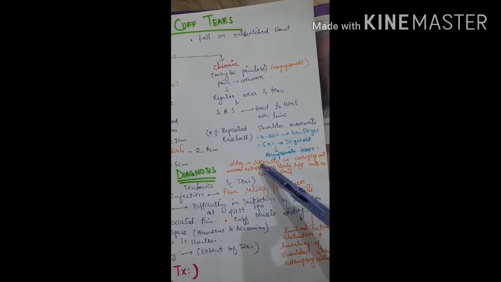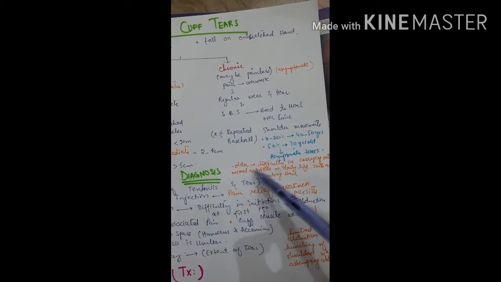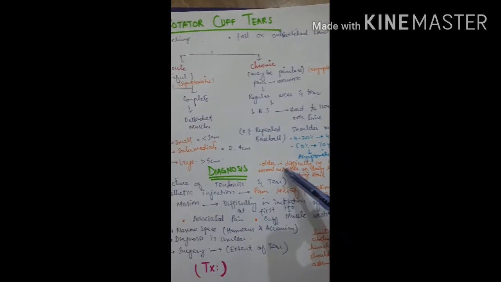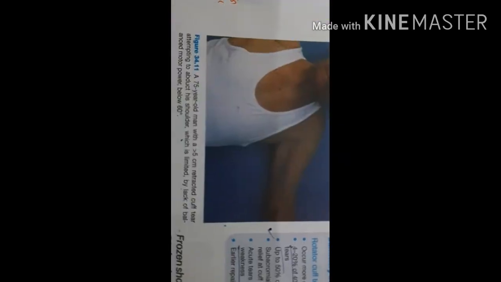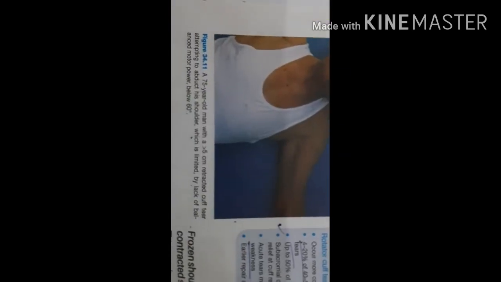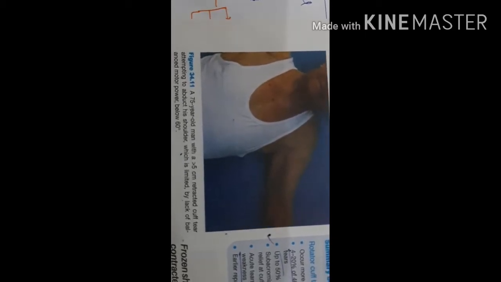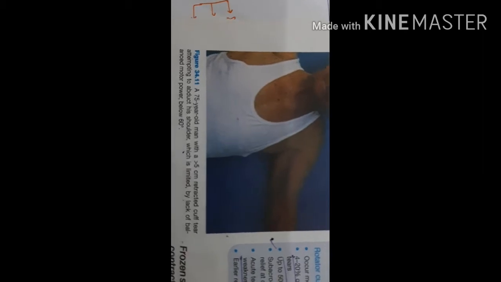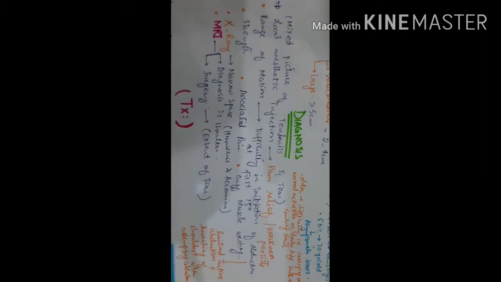Older patients face difficulty in carrying out normal activities of daily life such as combing hair. In this picture, a 75-year-old man with a more than 5 centimeter retracted cuff tear attempting to abduct the shoulder is present, and the abduction movement is limited by lack of balanced motor power below 60 degrees. It shows that the patient has difficulty in the initiation of the abduction.